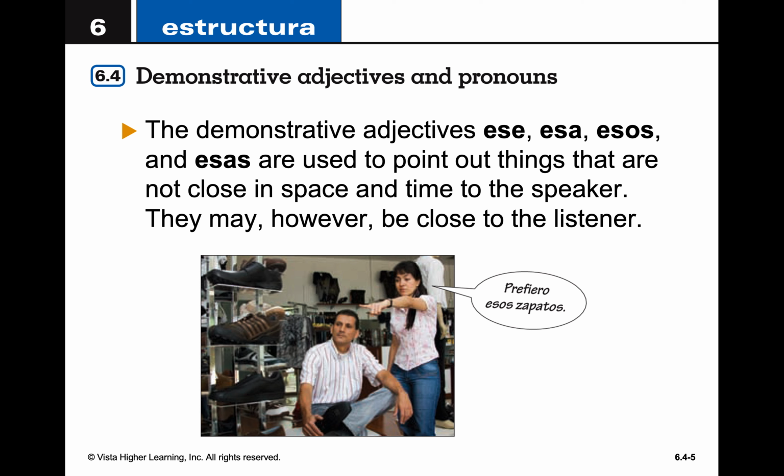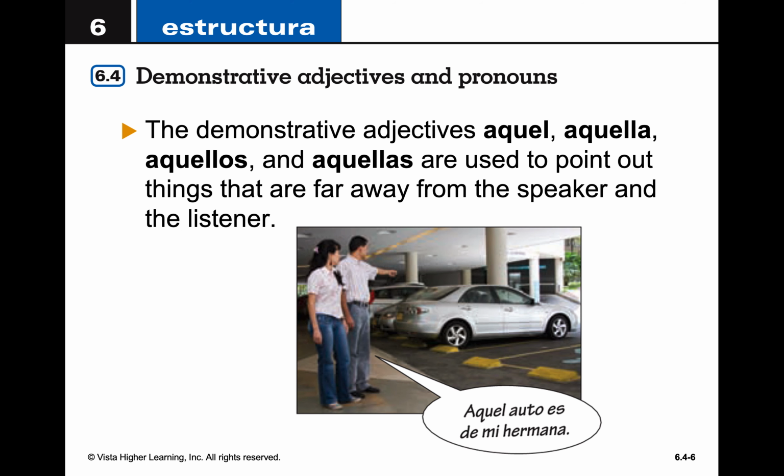If I have ese, esa, esos, or esas, this would be things that are not going to be close in space or time to the speaker. They might be close to the listener, because I could be telling them those shoes over there. That would still be far from me. So where I'm considering what I need to use adjective-wise, I'm still using the speaker as my frame of reference.